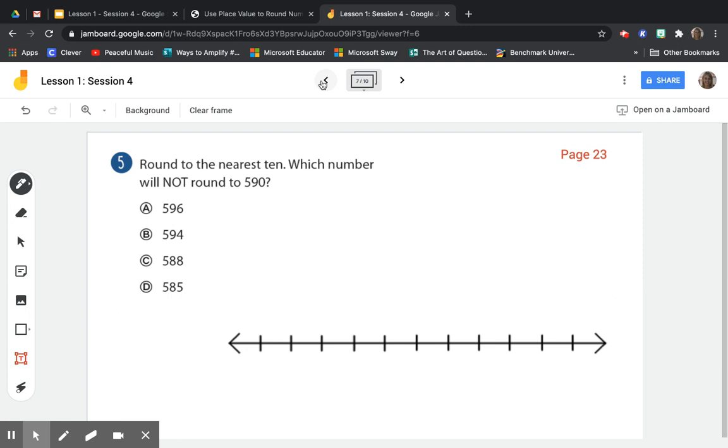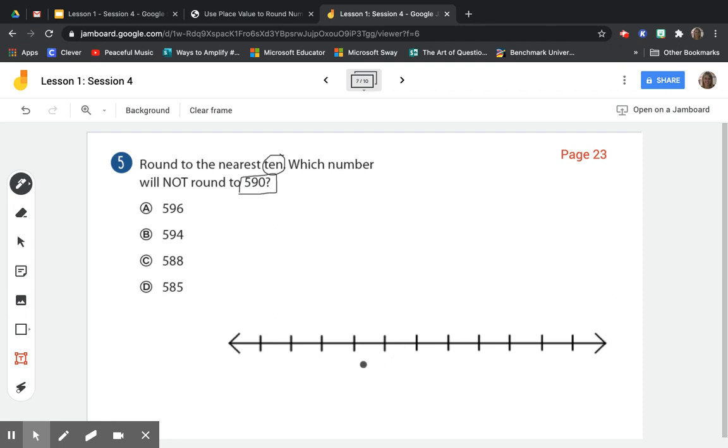All right, welcome back. Number 5, round to the nearest 10. Which number will not round to 590? Now they're trying to trick us. So we are rounding to the nearest 10. So I'm looking for numbers that will round to 590.